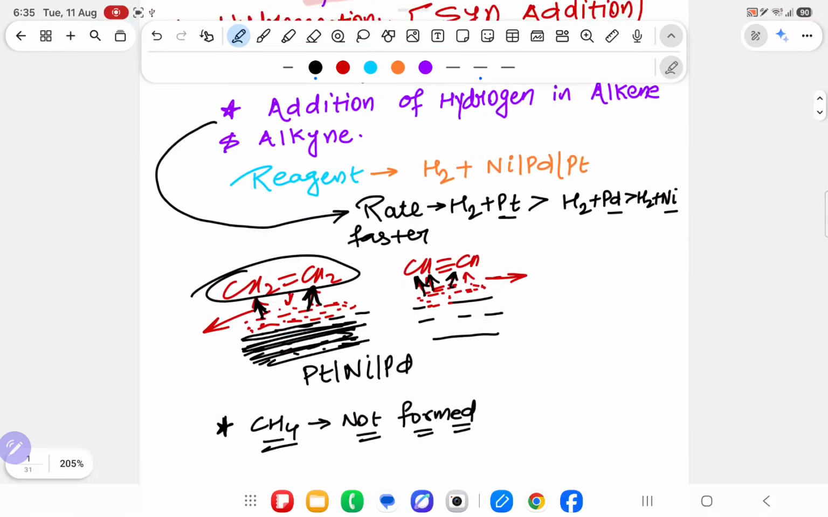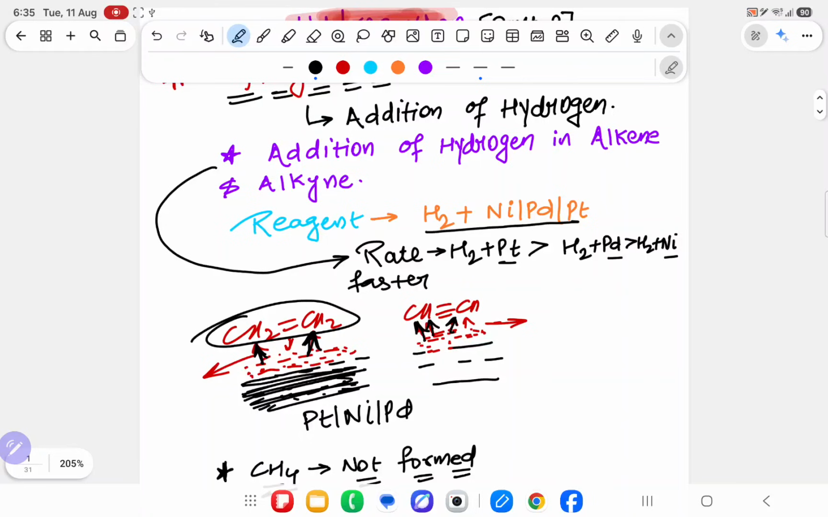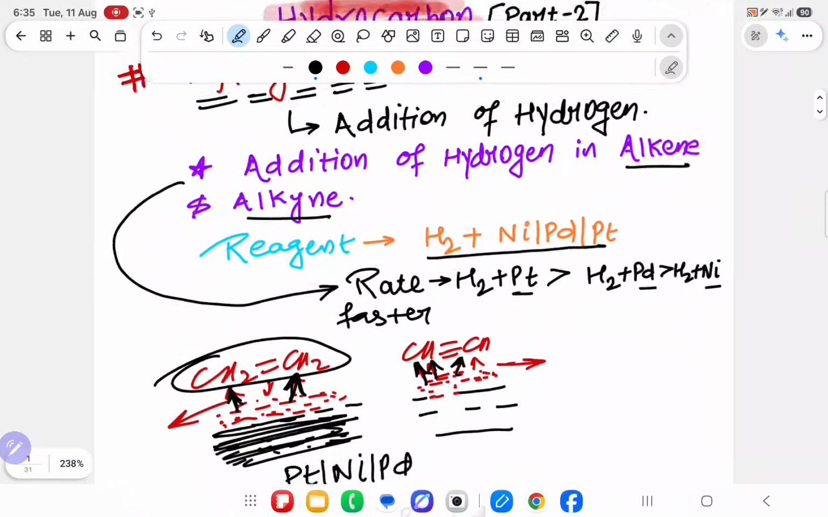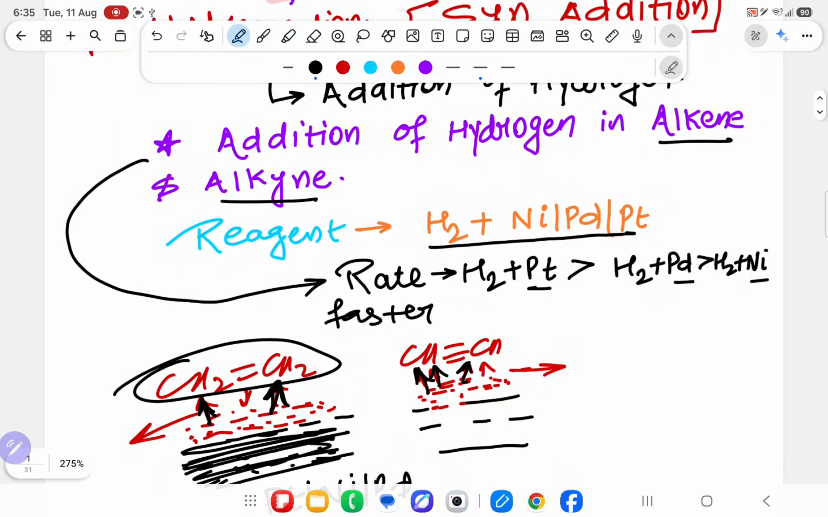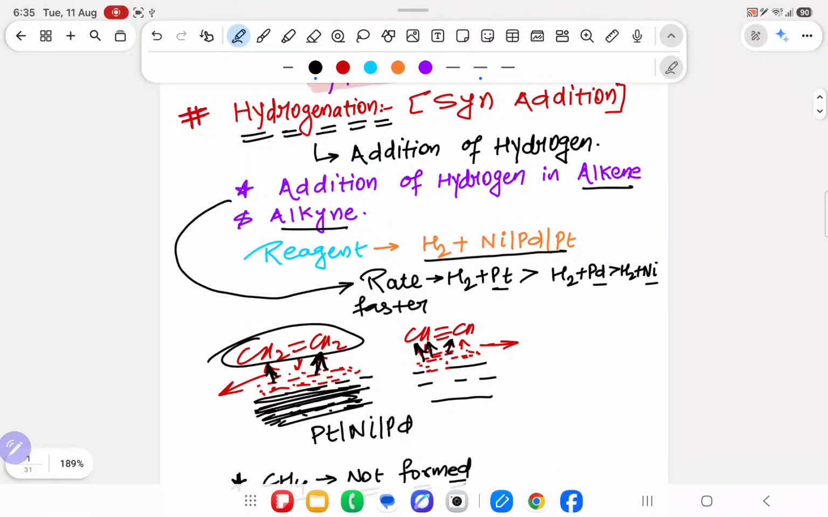So up to now you have understood what reagent we are using, what reactant we will use, alkene or alkyne, and why it is known as syn addition, because it is attacking on the same position. And this hydrogenation process is known as adsorption.